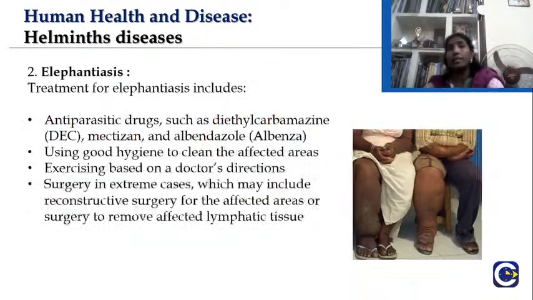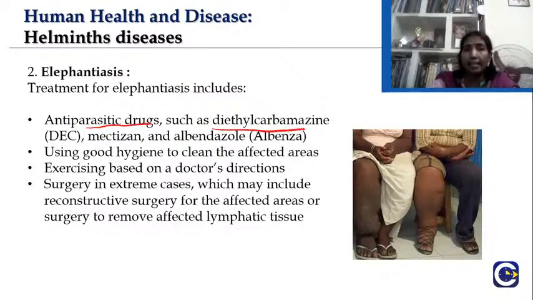So they'll have edema. What is the drug we give? We give antiparasitic drugs, mainly diethylcarbamazine and other antiworm drugs like albendazole. The main thing is environmental hygiene. We know the certain areas where there is a filarial outbreak, so environmental care has to be taken, like avoiding stagnation of water or mosquito breeding. All these things should be taken, or they do reconstructive surgery and remove that affected tissue. Because the appearance is very disfiguring, that is where they do that.